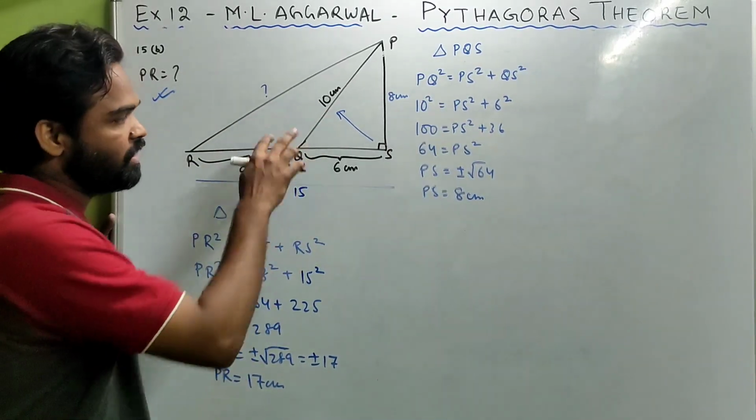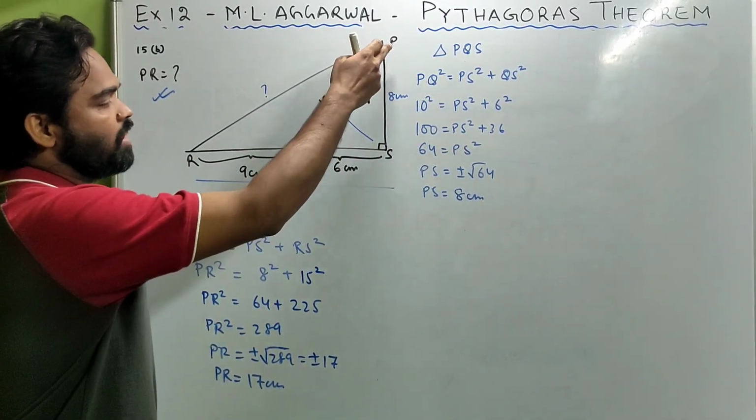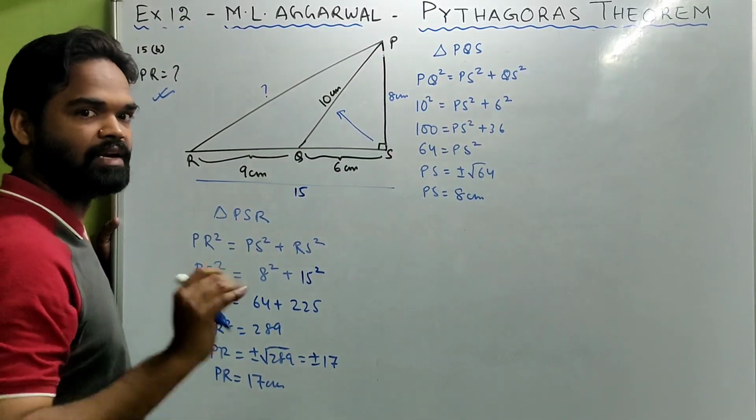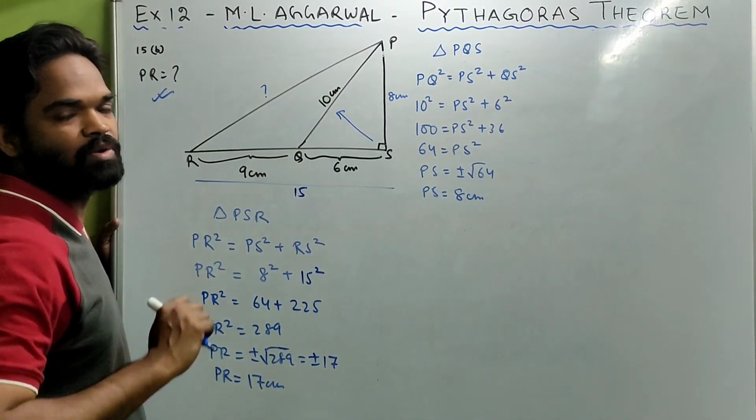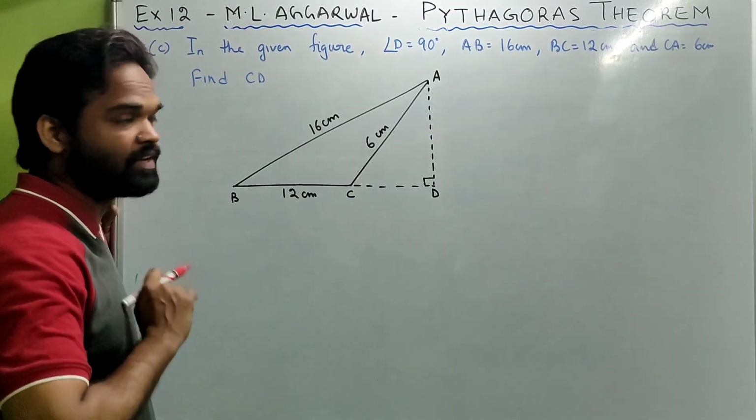Take two triangles. Be careful. Take two right angle triangles. Don't take PQR, that's not the right angle triangle. Now let us look at the next sum. Now look at 15 part C.